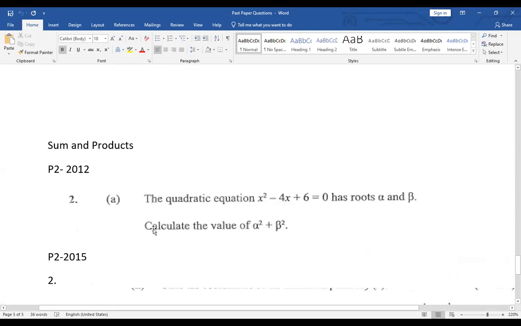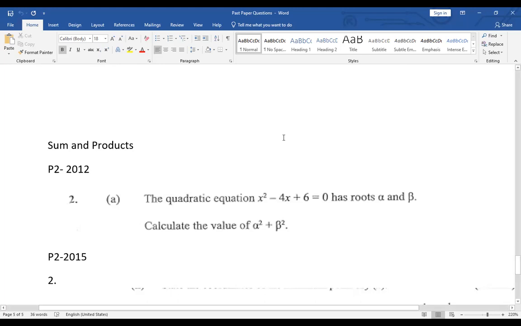Yes, miss. So I went and pulled out all the sum and product questions in all the CSEC papers. This was in 2012. They gave you the quadratic x squared minus 4x plus 6 is equal to 0, with roots alpha and beta, and they want you to calculate the value of alpha squared and beta squared. Does this look familiar to you? Did we do this anytime just now? Yes.